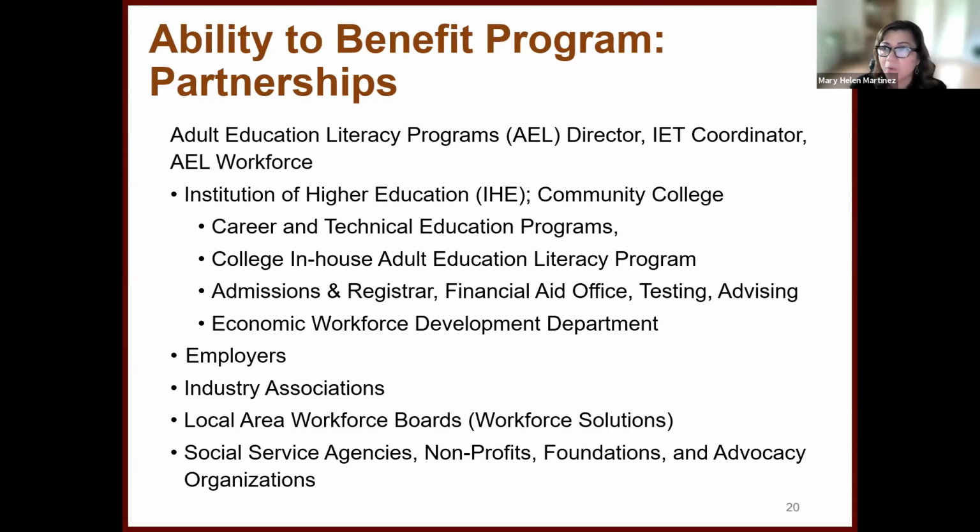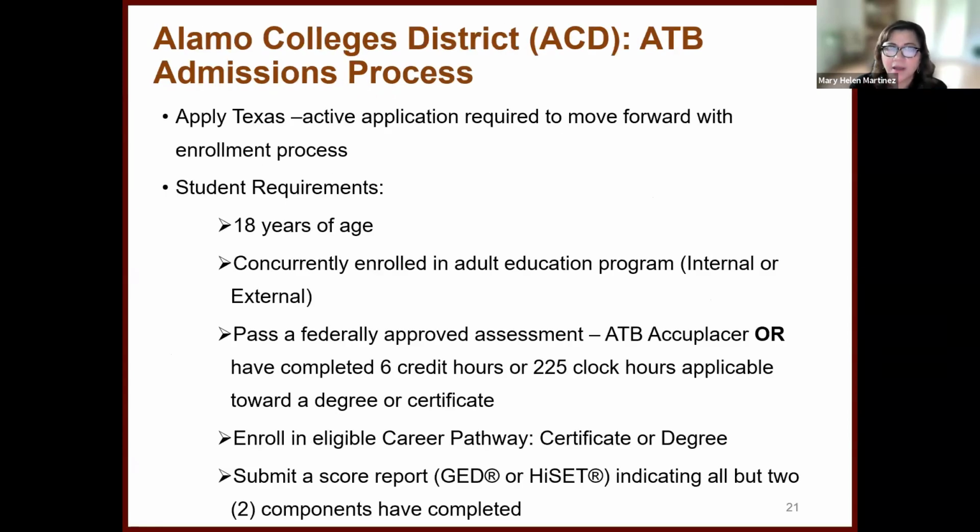These are all critical partners to helping us not only outreach and recruit students without a high school diploma, but also to keep them on track and support the student through obtaining their certificate level 1 or continuing their education at a community college. So just a quick summary of what Alamo Colleges does.